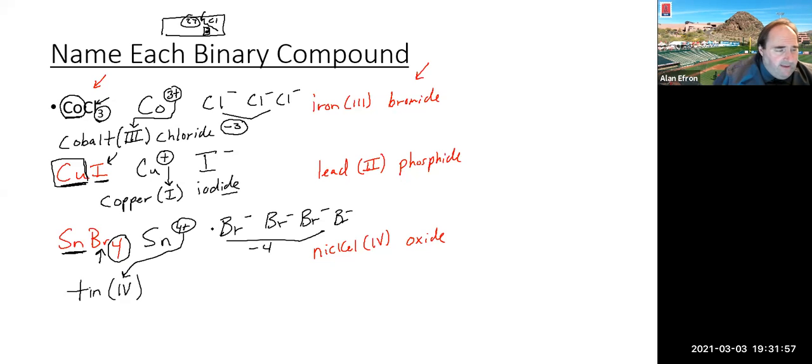And because we have 4 of the bromines there, it has no effect on the name other than we do need to make it IDE at the end of it there. It's just an I there. And that would be tin, Roman numeral 4, bromide. Any questions on any part of those names there?